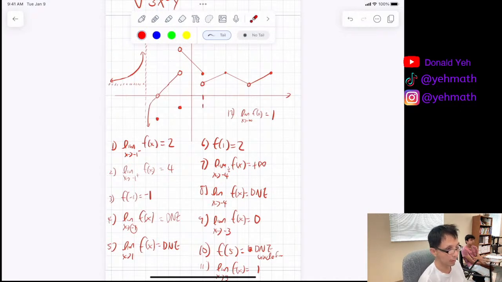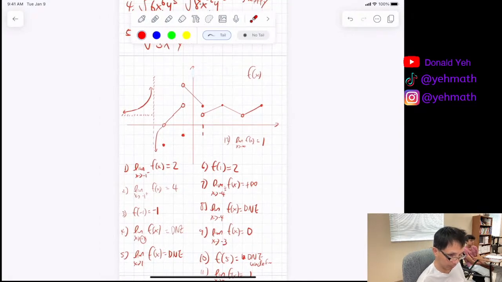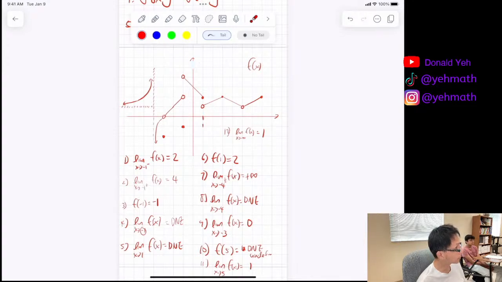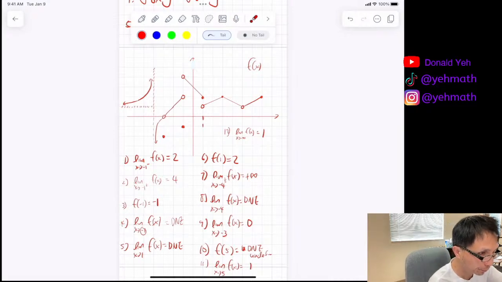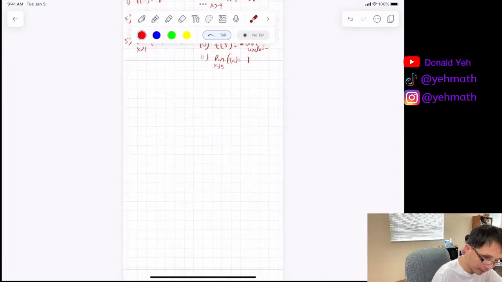Yes, Kevin? But if the line connects, then it will exist, right? It will exist. For example, at 3, if they connected like this, the limit as x approaches 3 does exist. Does that make sense? Okay, so today just understand that evaluation. Questions? Okay, then we're going to talk about the first power limits.